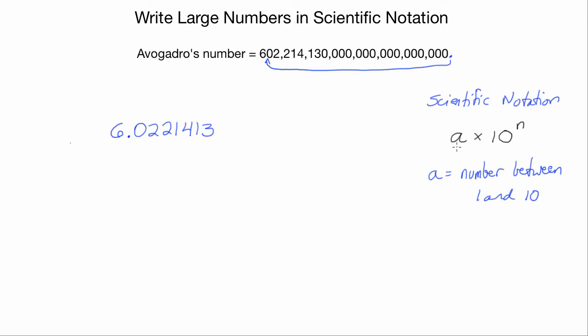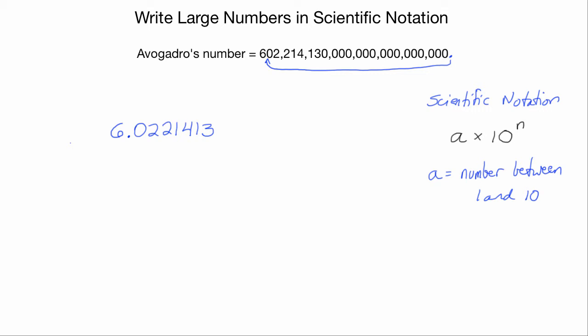We need this number a to be between 1 and 10, and so we always move the decimal in our very large number to get it to fit that. If you see a number that looks like scientific notation, but it is not between 1 and 10, like 13.8 or 0.95, it's not scientific notation.